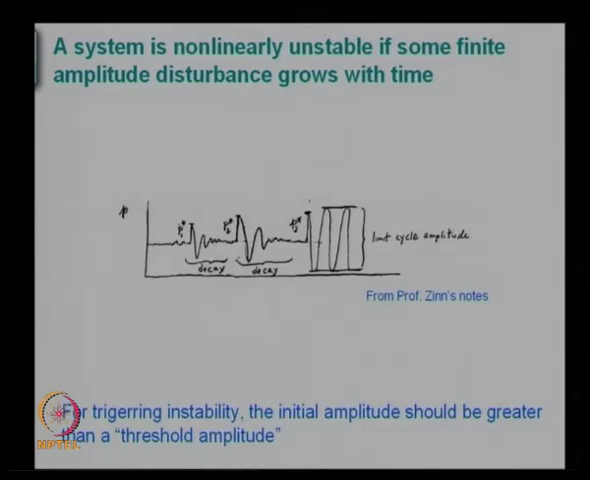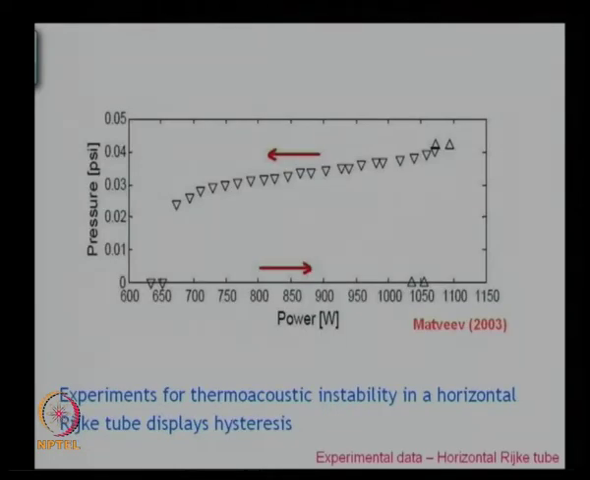A system is nonlinearly unstable if some finite amplitude, not necessarily all amplitudes, can grow. Linear instability means any amplitude, even arbitrarily small, will still grow. But here it means that some disturbances can grow, not necessarily all disturbances. The general idea was that for triggering instability, the disturbance amplitude should be greater than a threshold amplitude. This is data which I reproduced from Matthews' thesis.